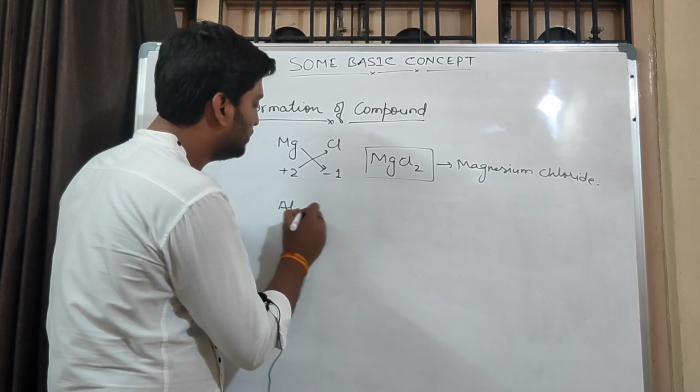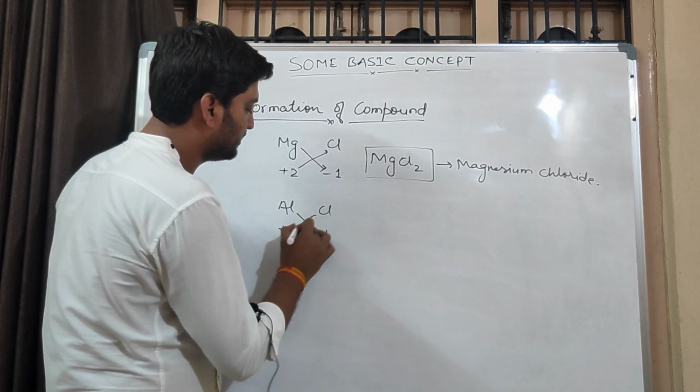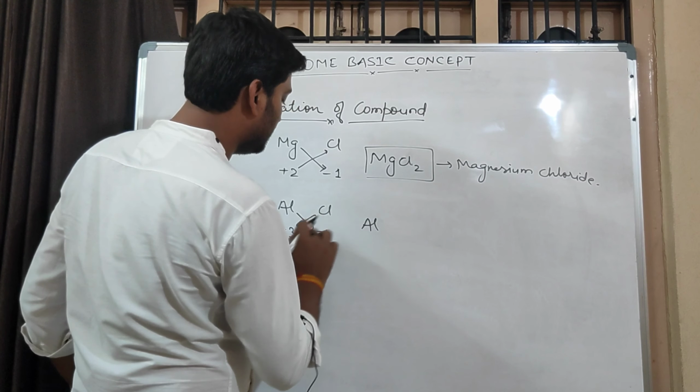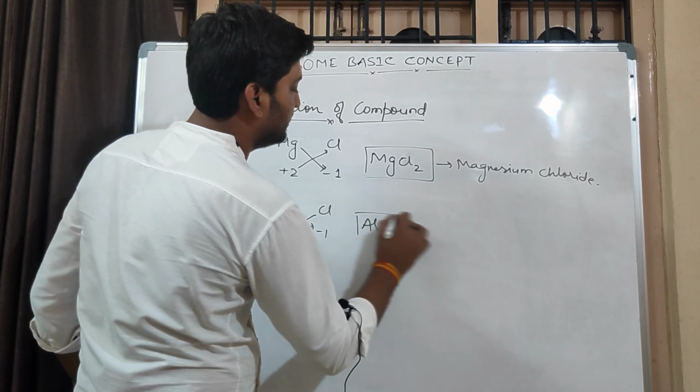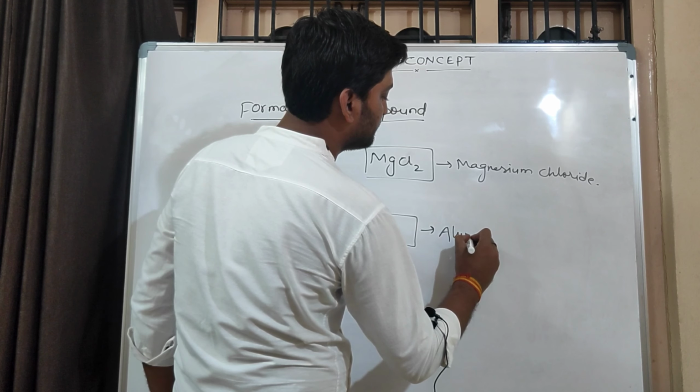Another example, aluminium. For aluminium the valency is +3. Chlorine is -1. So it will become Al into 1, Al, Cl into 3, AlCl3. It is also a salt called aluminium chloride.